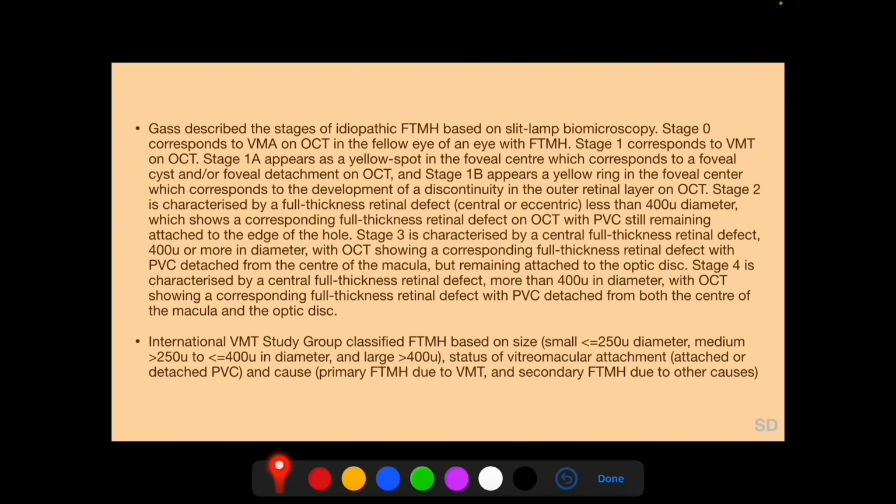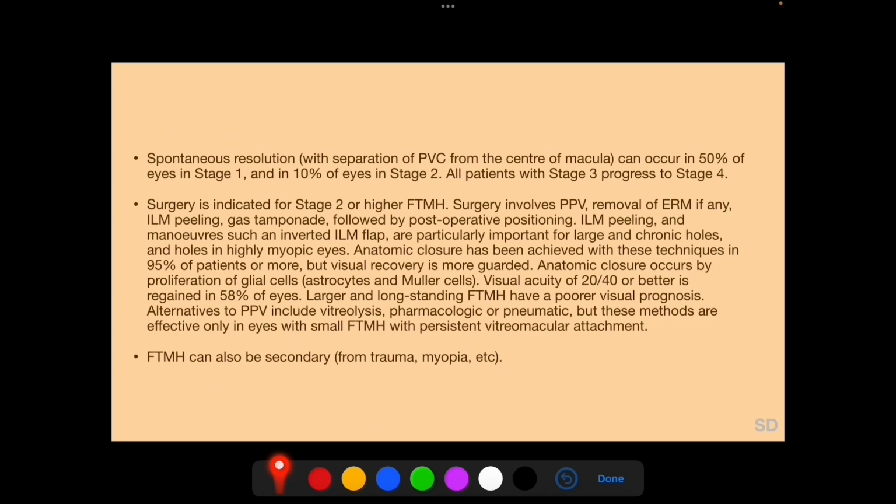The International VMT study group classified full thickness macular hole based on size, status of vitreomacular attachment, and cause, as primary full thickness macular hole occurring due to vitreomacular traction, and secondary full thickness macular hole occurring due to other causes. Spontaneous resolution of macular holes with separation of posterior vitreous cortex from the center of the macula can occur in 50% of eyes with stage 1 macular hole and in 10% of eyes with stage 2 macular hole, but all patients with stage 3 macular hole progress to stage 4.